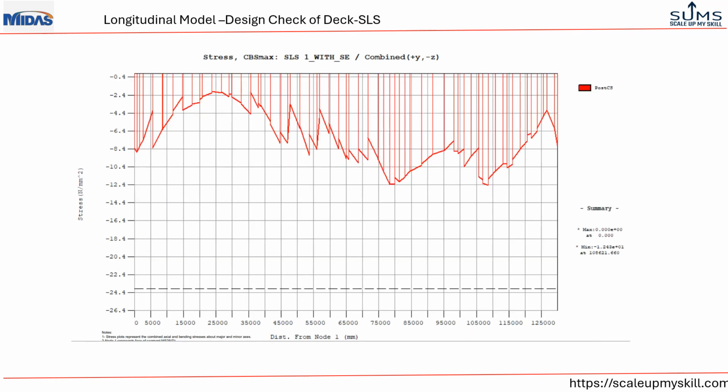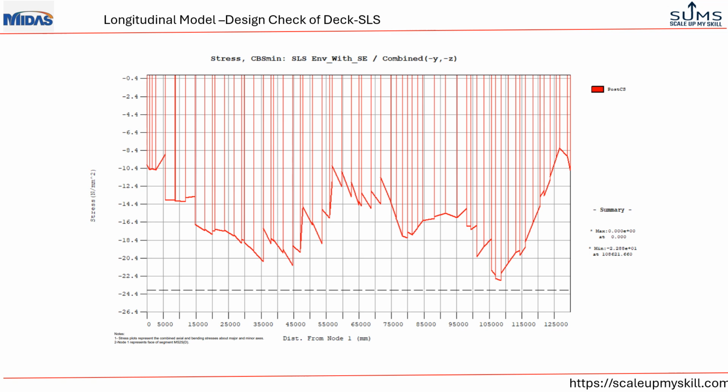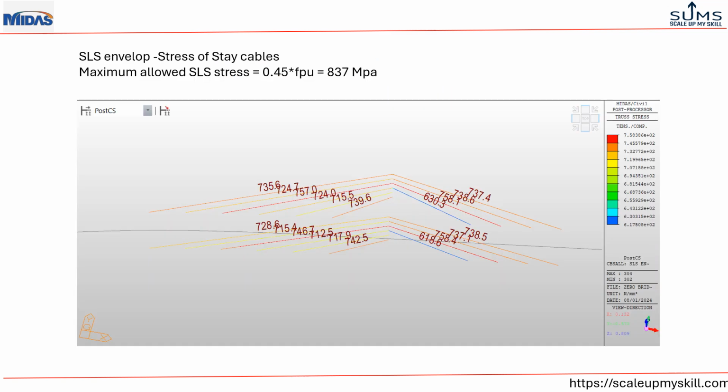This is the deck stress at the SLS1 case. So as you see here, all are under compression and within that limit. This is another stress diagram for the deck for SLS envelope cases. Here deck stress is checked for maximum compressive stress and it is found to be within that limit. This is the SLS envelope of stay cable stresses. So all stresses in stay cables are within 0.45 fpu.